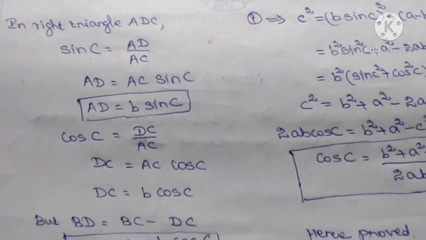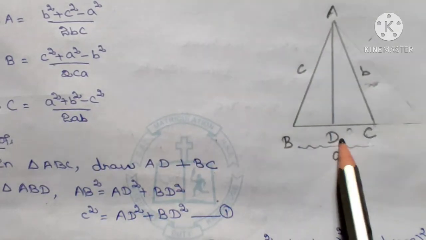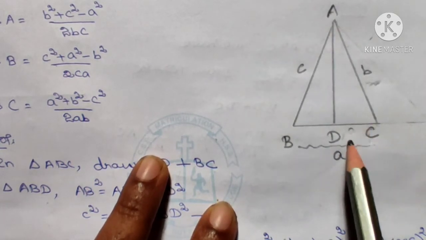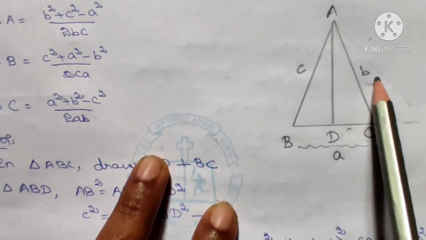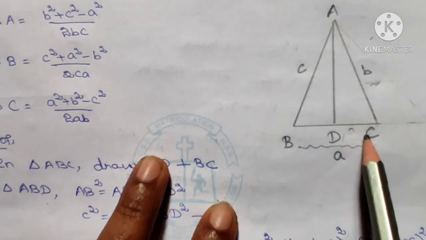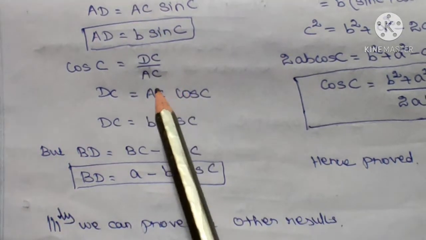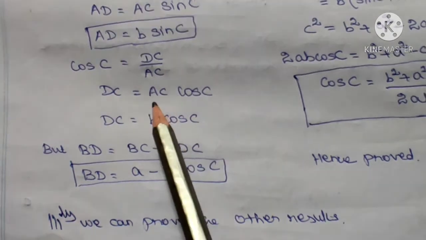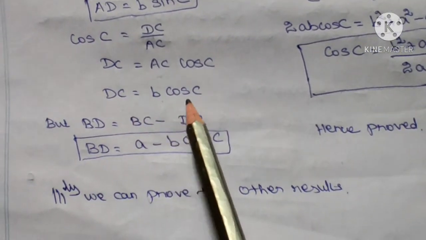Like this, you complete the cos C value. Find cos C using this figure. Cos C is adjacent side over hypotenuse. The adjacent side is CD and the hypotenuse is AC. So cos C is DC / AC. Take the cross product: DC = AC cos C, but AC is b. So DC = b cos C.